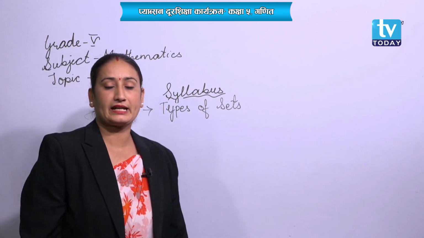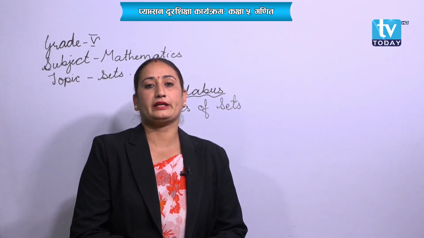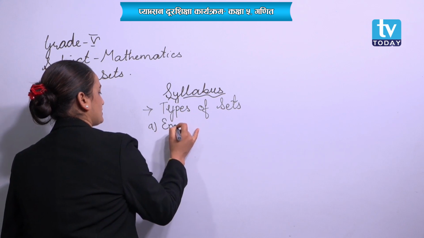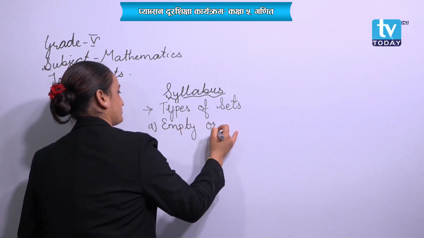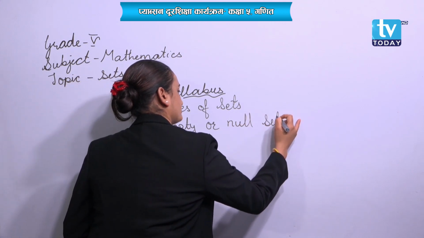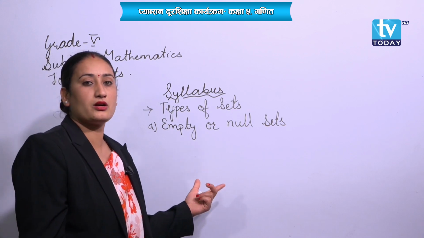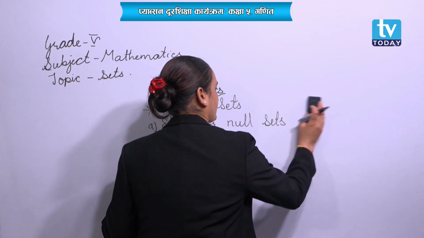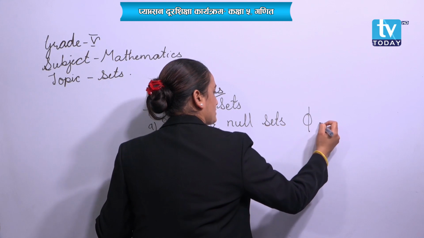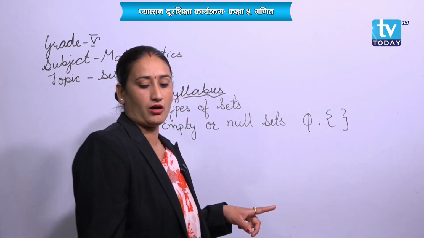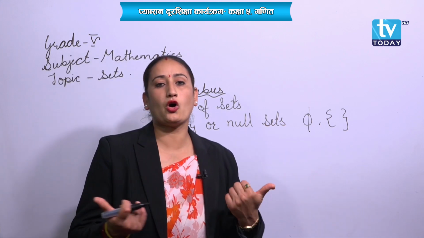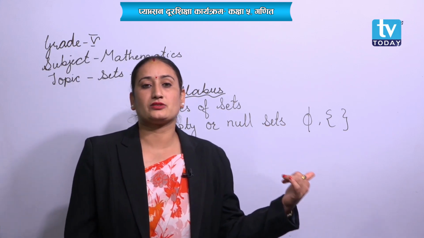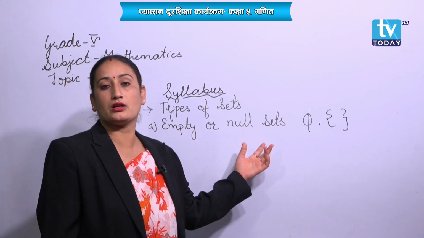Types of sets. In types of sets, we are going to learn about the empty or null set. The first one is the empty or null set. The symbol of empty set is this one. Nothing. A set having no elements inside it is known as an empty set or null set.